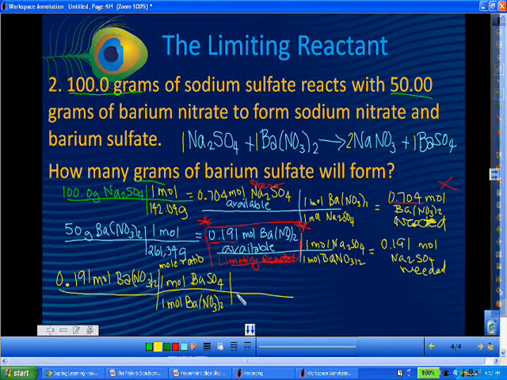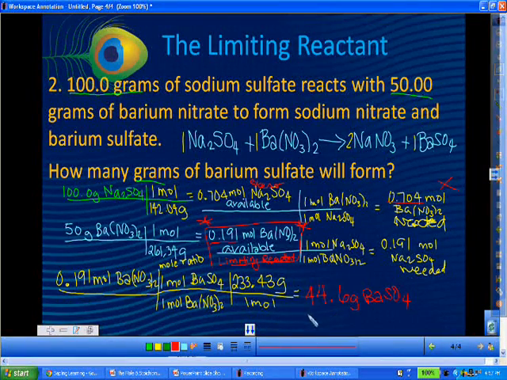Now that we're in moles of barium sulfate, we can use molar mass to find the number of grams of barium sulfate that will form. So the molar mass of barium sulfate, for the sake of time, it is 233.43 grams per 1 mole. And now we're ready to calculate, and we will find our answer to be in grams of barium sulfate. So after you make this calculation, you should have about 44.6 grams of barium sulfate formed.